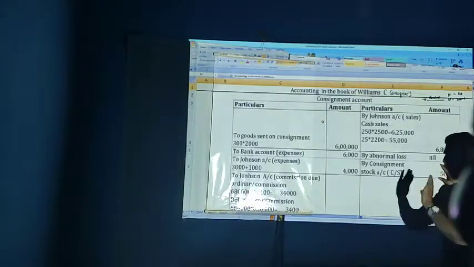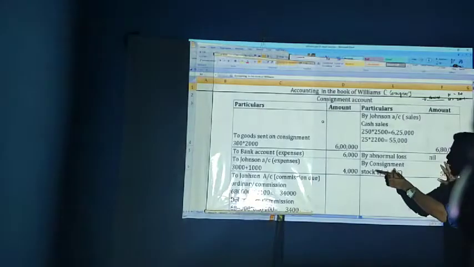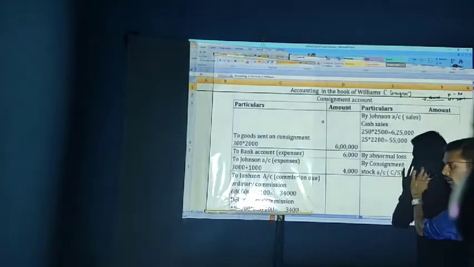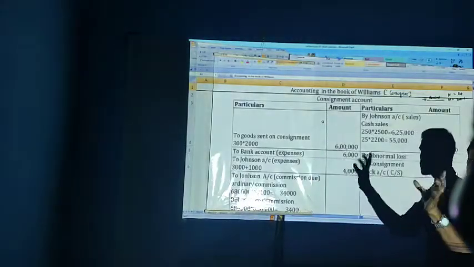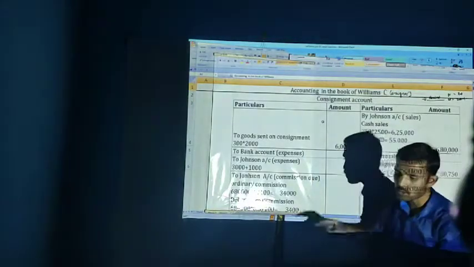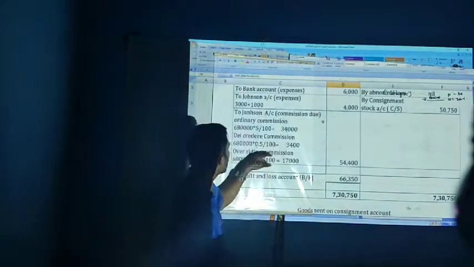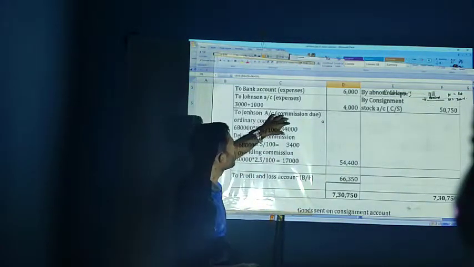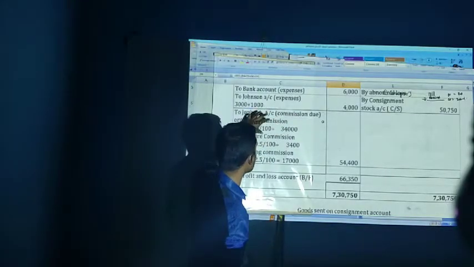Next one. No abnormal loss here. Next, by consignment stock account that we will go to. We already prepared it in step number 1. Calculated, that is 50,750. Now come back again to the debit side. That is the calculation of commission. Calculation of commission will be debited to the consignment account.